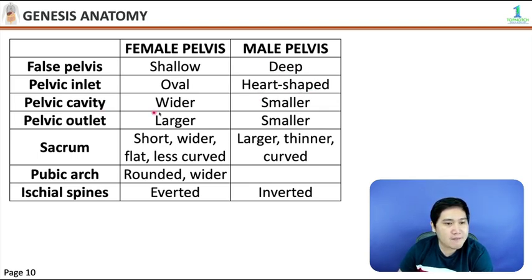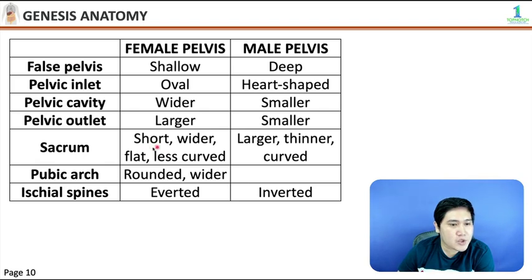Okay? The cavity in females is wider and the outlet is larger, because you need the space for the baby. And you need the outlet to be large para makalabas si baby. Okay? So, smaller in males, okay? Ang smaller cavity and smaller outlet. Wala namang lalabas sa males.